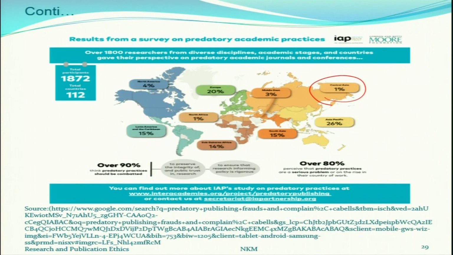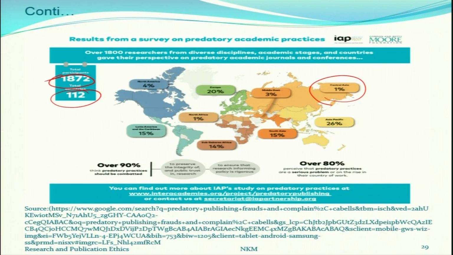So let's try to analyze big data in this case study. The total number of participants was 1,872, from 112 countries. Over 1,800 researchers from diverse disciplines, academic stages and countries gave their perspectives on predatory academic journals and conferences, what they believe and what they feel about that.